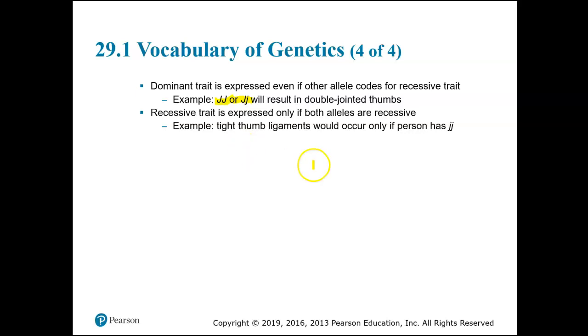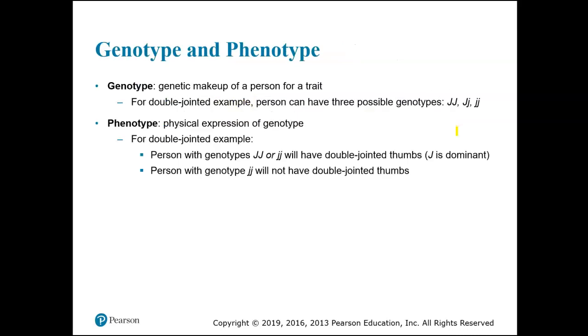The only way you're going to have tight thumb ligaments is if your alleles are both little j alleles. Now, the other terms you need to know to really understand genetics problems are genotype and phenotype. The genotype is whether you're homozygous or heterozygous for the trait. So you would say homozygous dominant, homozygous recessive, heterozygous. Those are words you would use for genotype. It's the actual genetic makeup of a person.